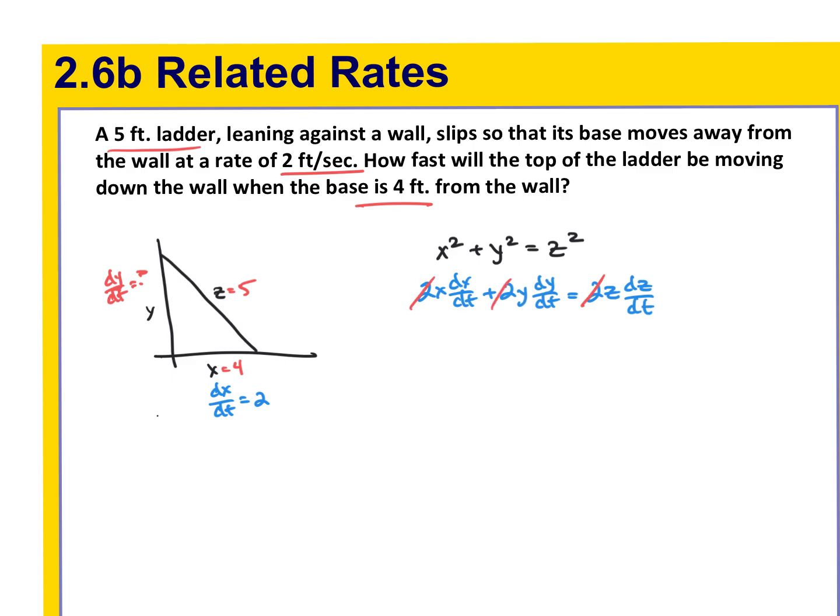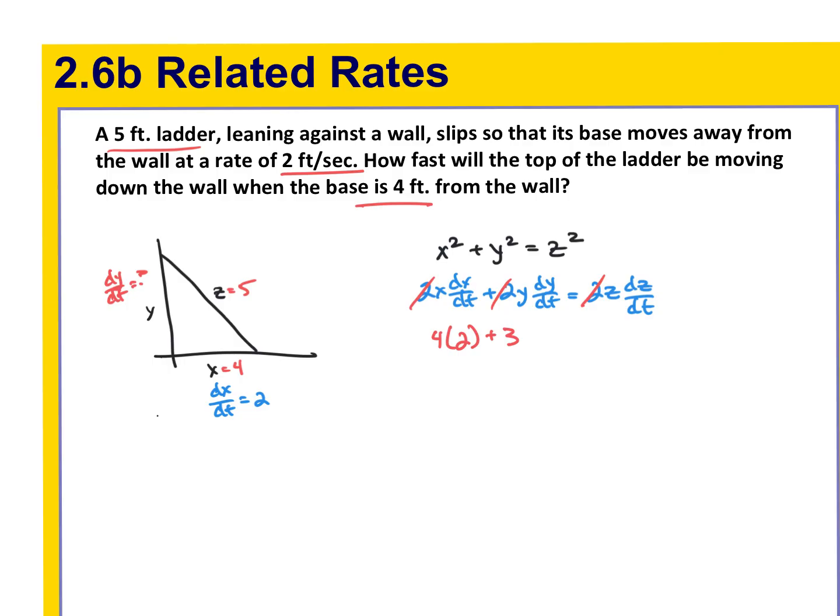And then we can cross out all of our 2's. And so now we're going to substitute in everything that we know. Do I know my x? Yes. So what is x equal to? 4. And then do we know dx dt? Yes. So that is what? 2. Do we know a y? Not right now, but we can solve for it really quickly. What is it? It's 3. Okay, because we know it's a Pythag triple, actually written by the Babylonians long before Pythag even was alive.